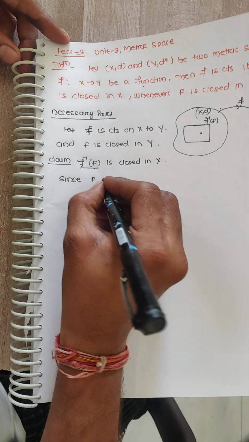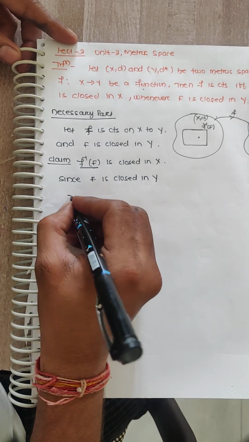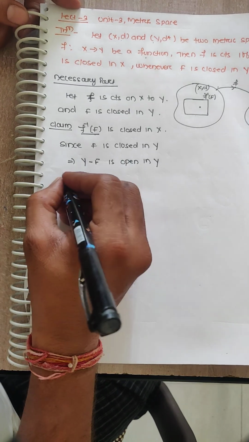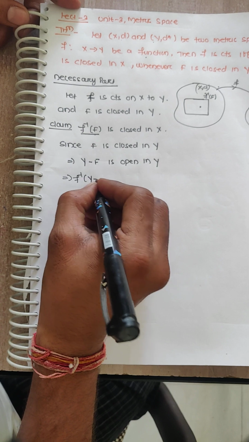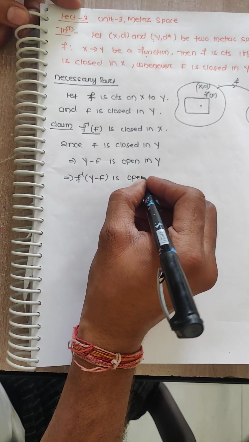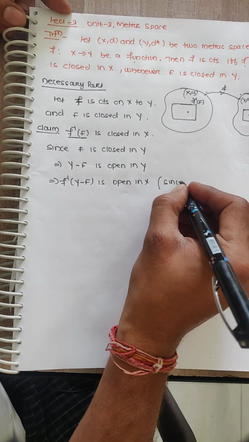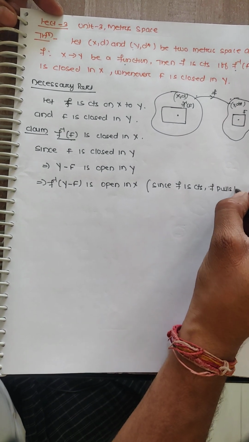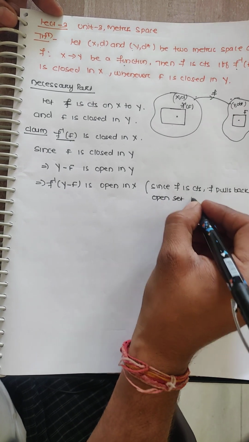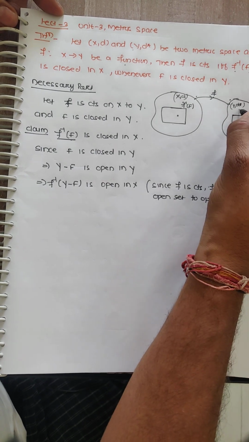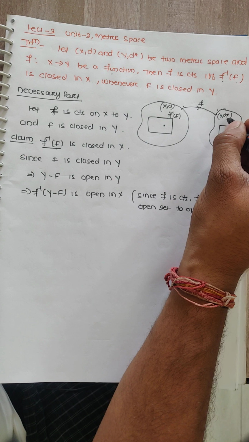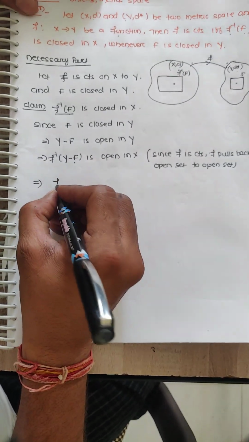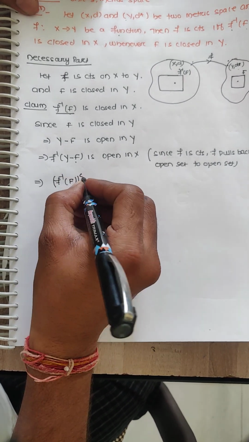Now since F is closed in Y, it implies the complement of F in Y, that is Y minus F, is open in Y. Since f is continuous, f inverse of Y minus F is open in X. This is because f is continuous, that means f pulls back open sets to open sets. So the complement of F in Y is open in Y, and the inverse image is also open in X. Now this is nothing but f inverse of F complement is open in X.